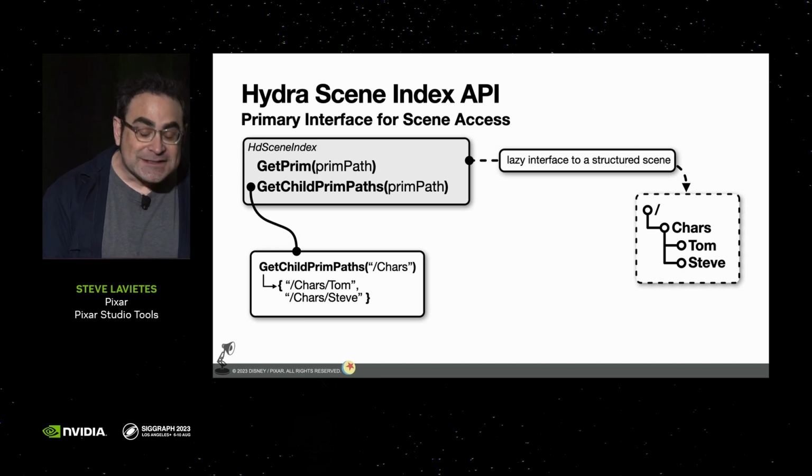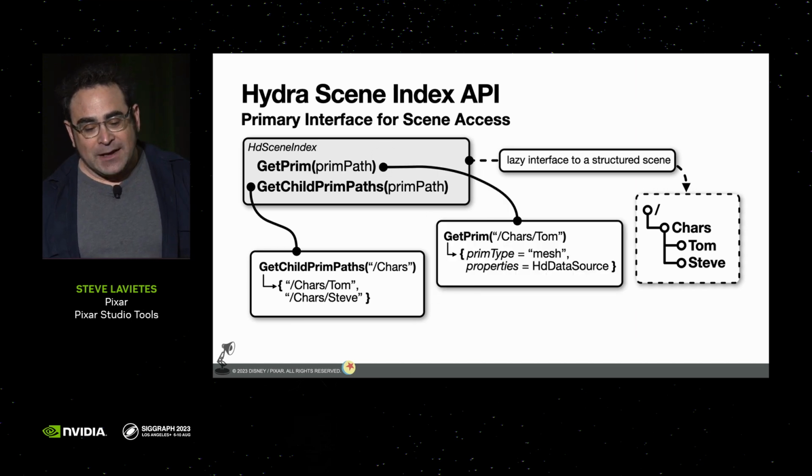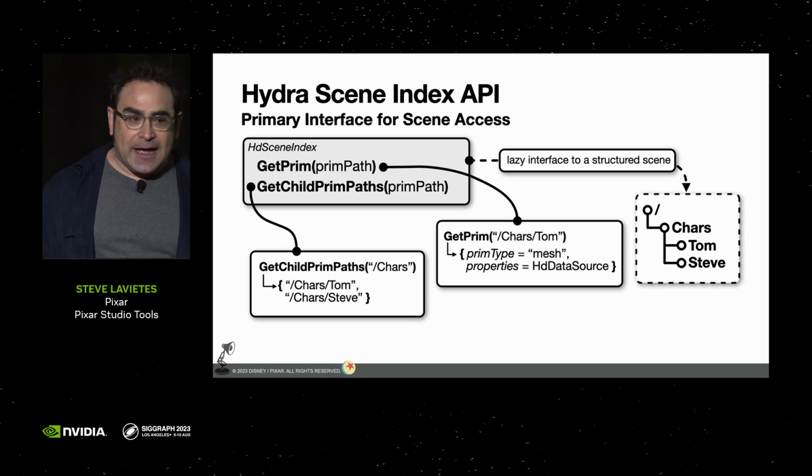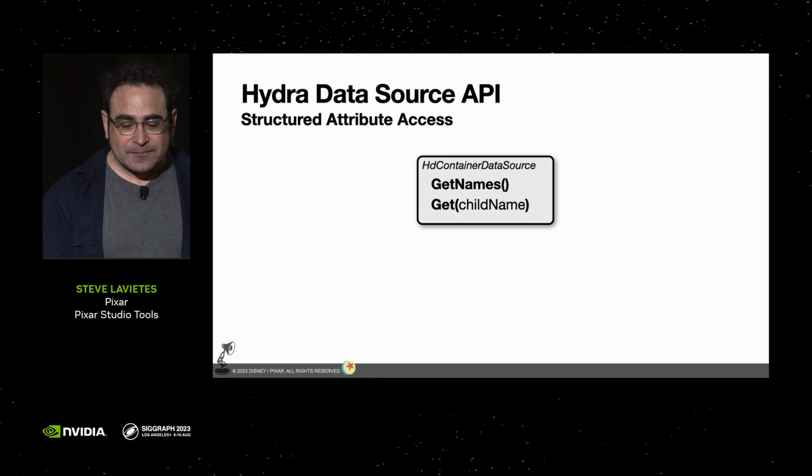And once you've learned what's in the scene and you want to get information about it, you call getPrim. And getPrim tells you, well, what type of prim is this? And it gives you back its attributes and properties in something called an HD data source. And I'll talk about that in a moment. But note that both of these accessors produce data on demand. So we have preserved this notion of only read what you need and the laziness of the original Hydra.